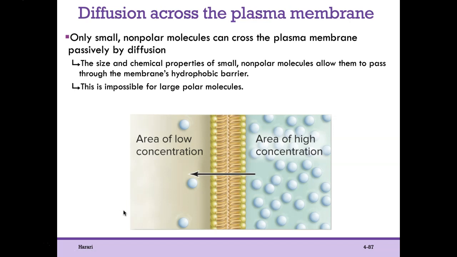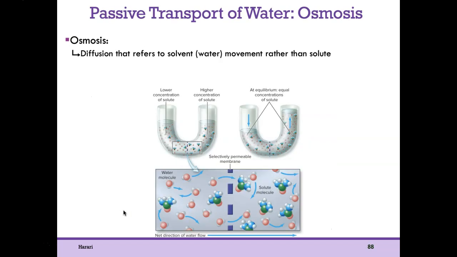This is not possible for large polar molecules, however. So if you have a large polar molecule, we're going to need help from a protein to get in. We'll talk about that after. Osmosis is diffusion that refers to solvent movement, to the water movement, rather than the solute. So osmosis tells us that water moves from high concentration to low concentration.